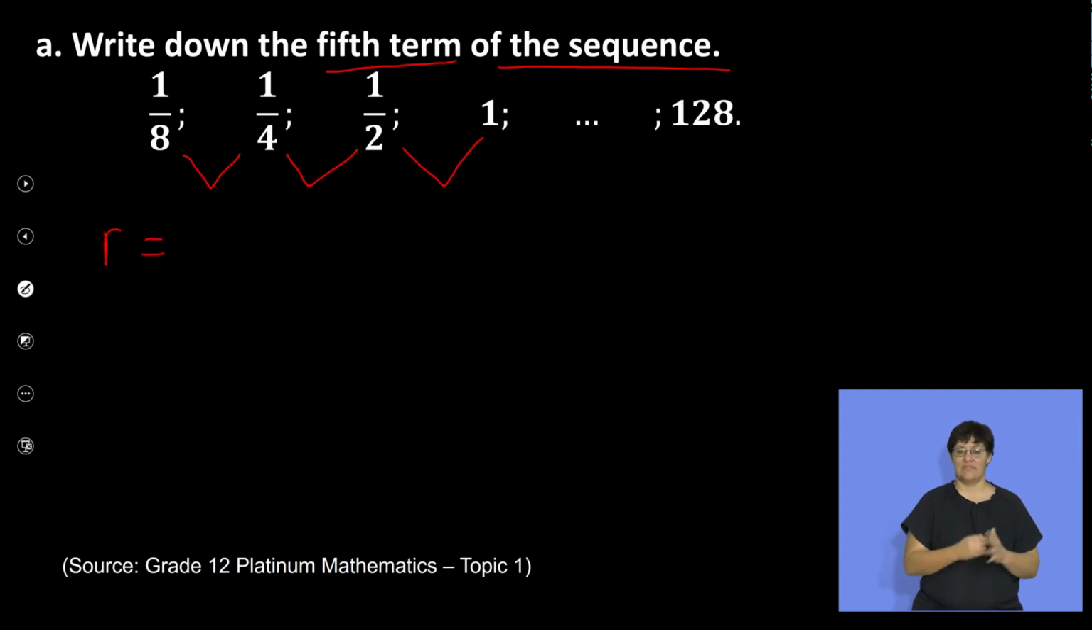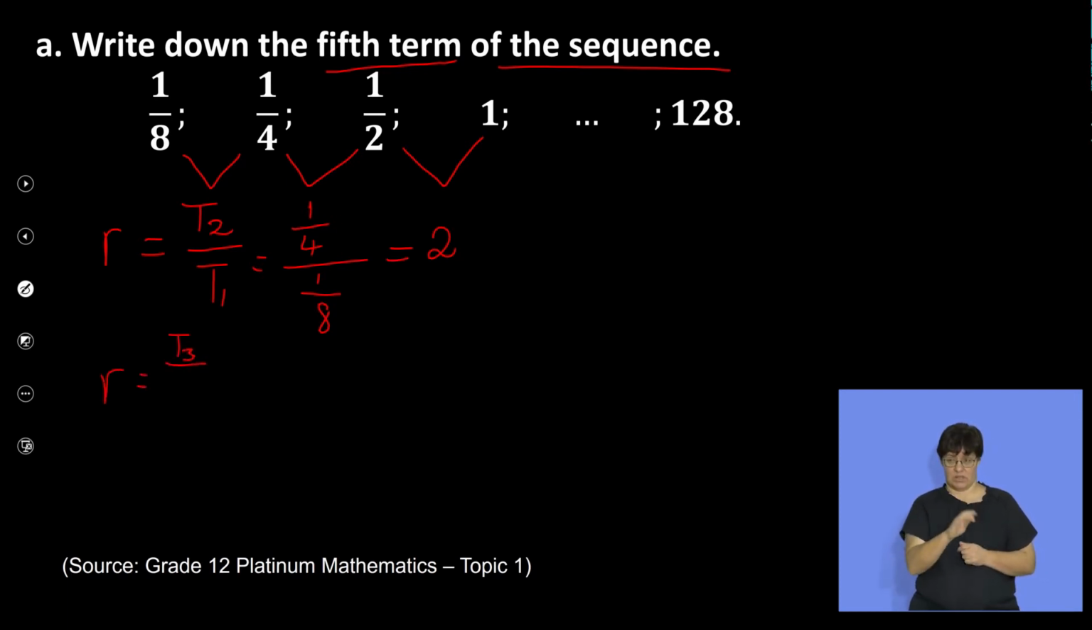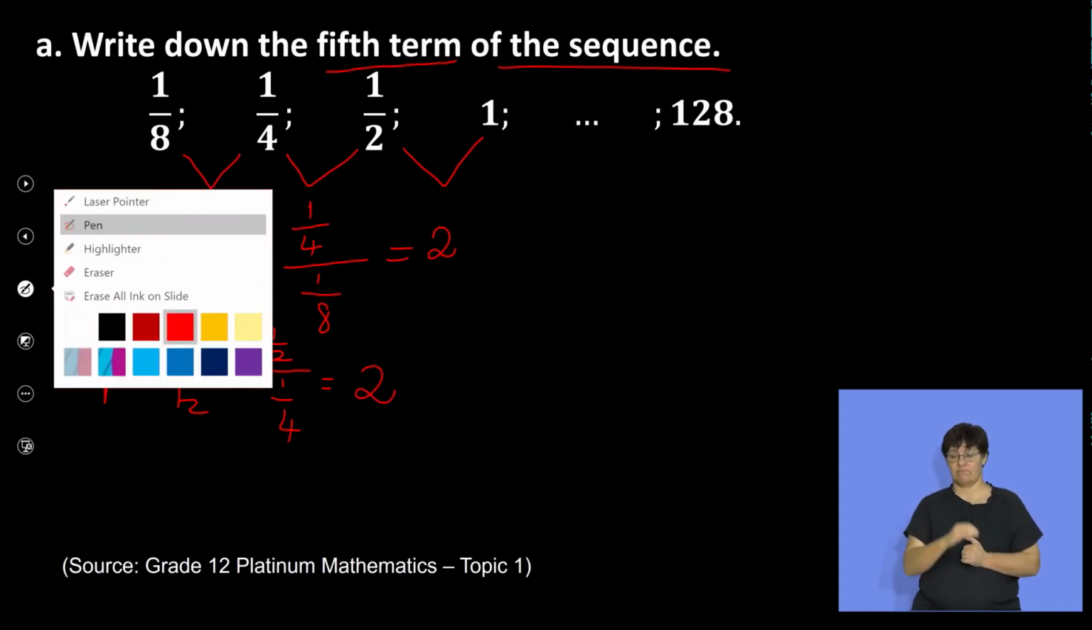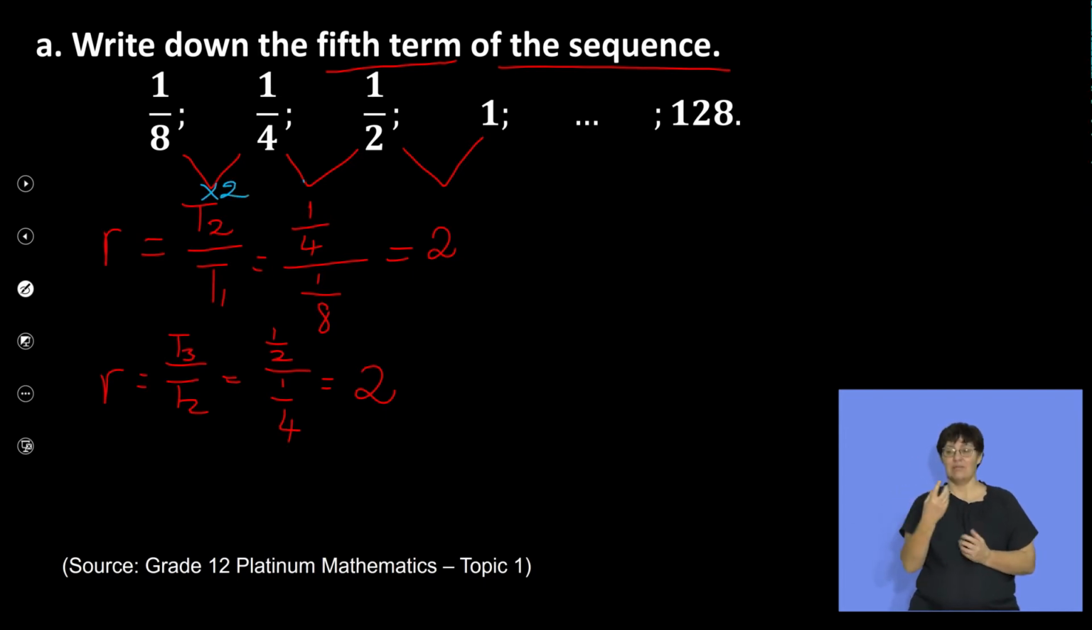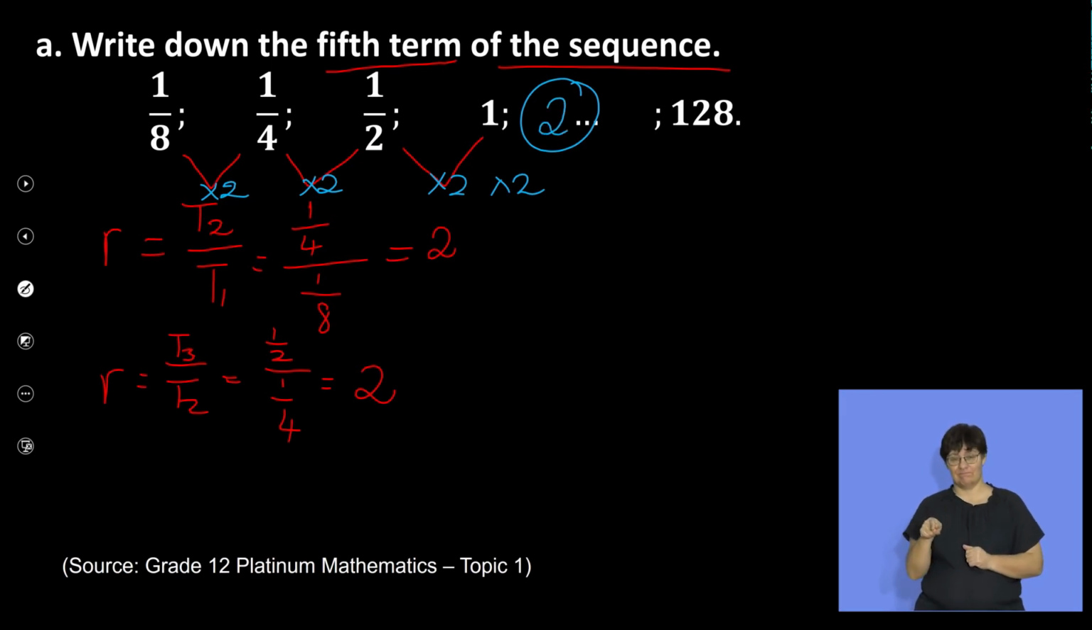So we have the common ratio, which we discussed earlier, is equal to term 2 over term 1, which will be equal to a quarter over an eighth. And a quarter over an eighth gives me an answer of 2. I can also check my common ratio by doing term 3 over term 2, which is a half over a quarter, which will give me a common ratio of 2. So that means that between each term of this pattern, we have multiplied by 2. So in order to determine the value of term 5, I'm going to multiply by 2. So that means that the value of the fifth term of the sequence is in fact 2.